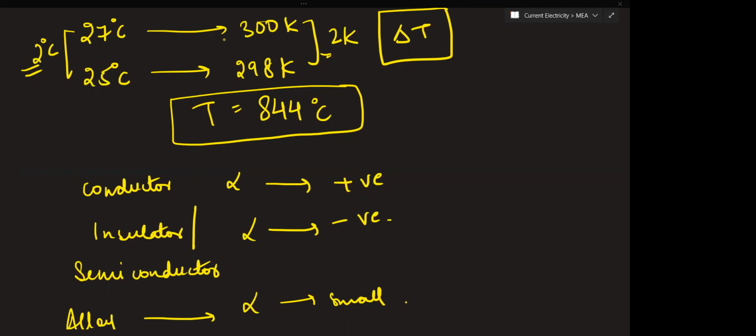For alloys, it will be positive. It's just that it will be very small, meaning 0.0000 something. You can see it easily with the help of the powers of 10. It will be 10 to the power minus 31 or such huge numbers.